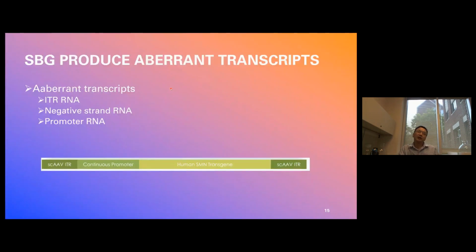Then, we look at the aberrant transcripts. The aberrant transcripts we defined here are the transcripts with ITR, the negative strand RNA, and the promoter RNA. If we look at the AAV vector here, for example, we have the ITR, we have the continuous promoter, and we have the transgene. But as you can see here, we're not supposed to have this kind of transcripts, the transcripts with ITR and the transcripts of the promoter by itself and in the negative strand, because these are the normal vectors we're using, right? And we're not supposed to see this kind of transcripts.